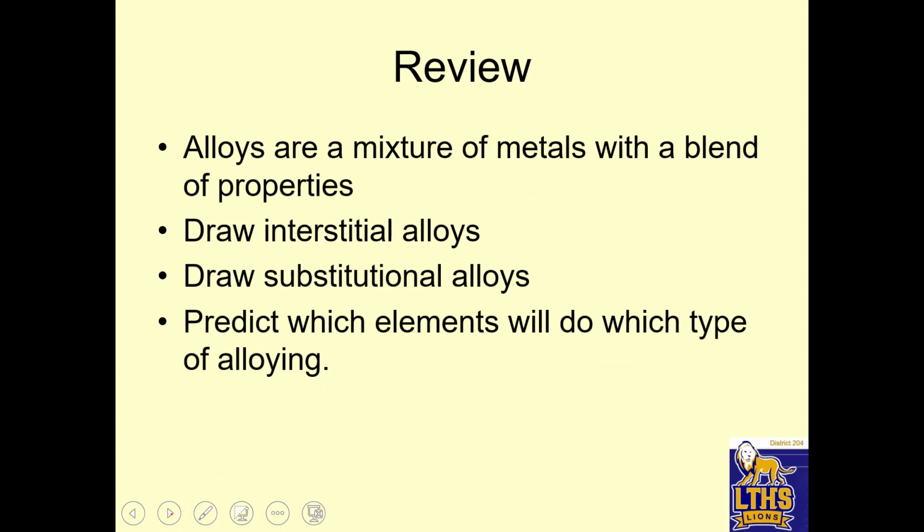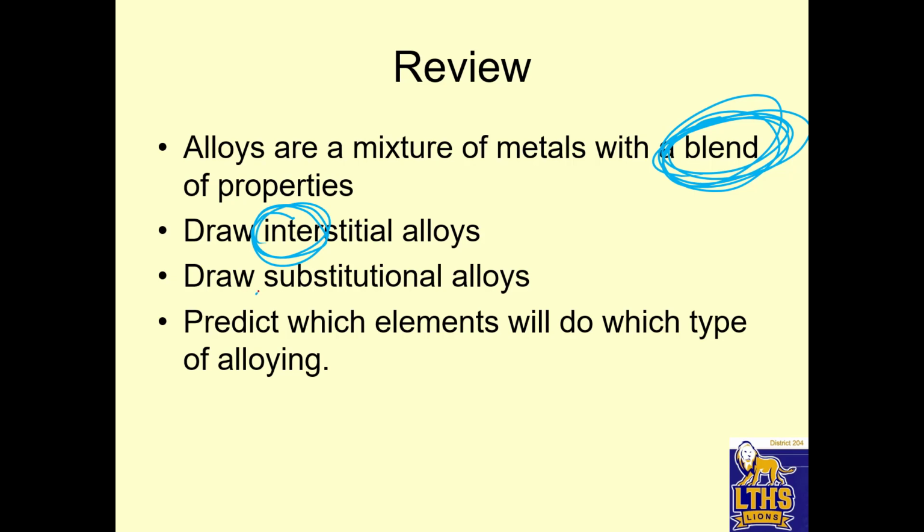Review. Alloys are a mixture of metals with a blend of properties. I have some gold properties, I have some copper properties. A blend, not new properties. Draw interstitial alloys. Inter means between. Substitutional means you're going to substitute. Onion rings instead of French fries. Predict which elements will do which type of alloying. So it's by size. That's it. And then the mass spec.